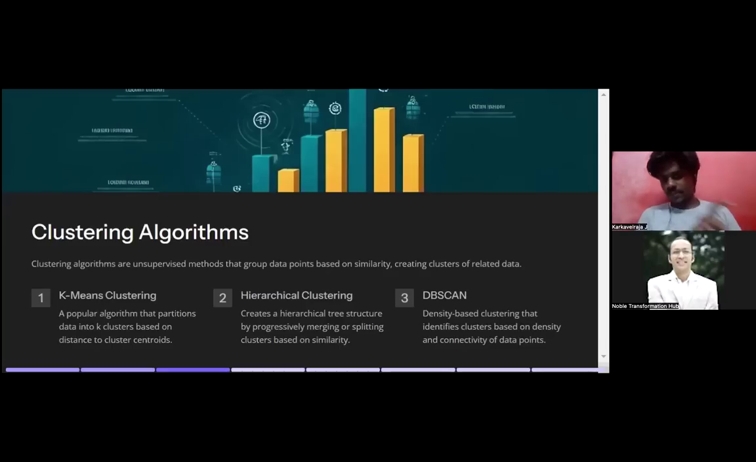That is called a clustering algorithm. K-means, hierarchical clustering, and DBSCAN. Guys, we are going to have a separate session for each and every algorithm. Let's have an overview of it. A separate session, a detailed session. We are going to have a coding session. Let's see what it is.